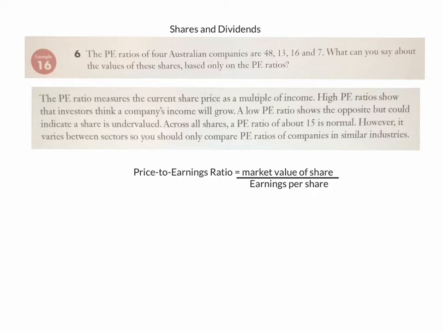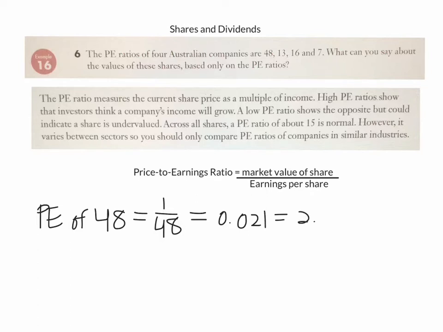So how that goes is the first one, a PE of a company that has 48 as their ratio. It's the same as actually saying 1 over 48 as far as your interest rate goes, your growth. So if we were to do that mathematically, it would come out to 0.021, which equals 2.1%. So that's how you'd work out the interest of each of the PEs above. So you'd answer that question by doing each one.